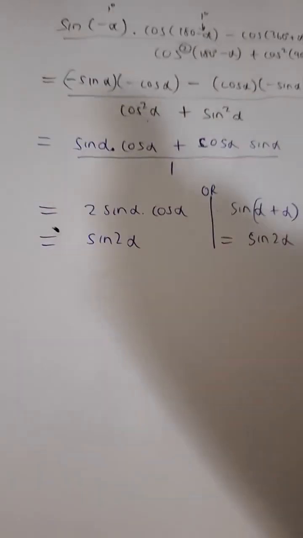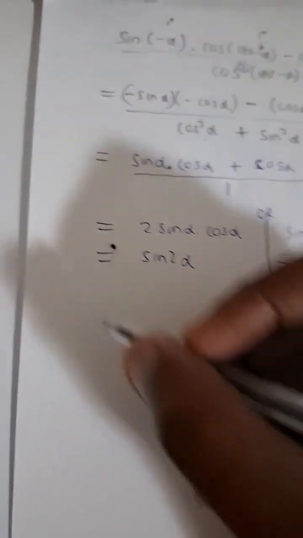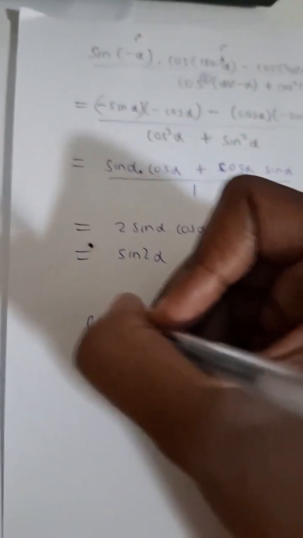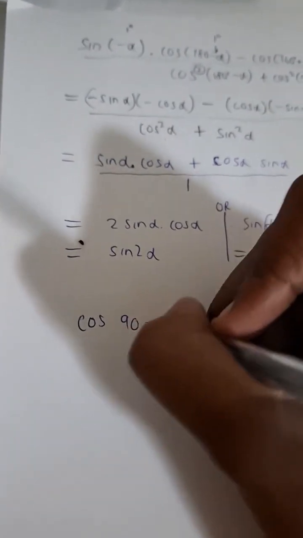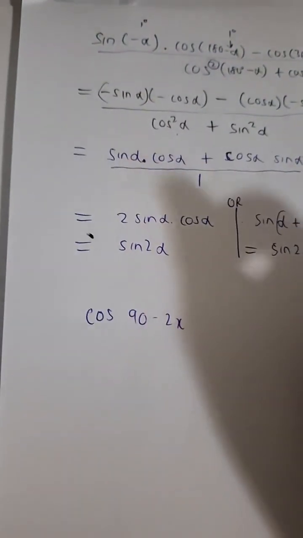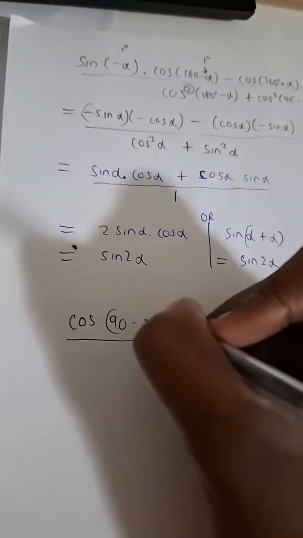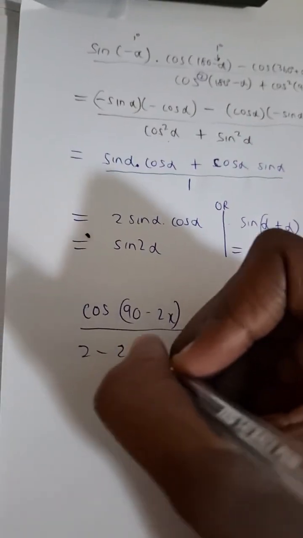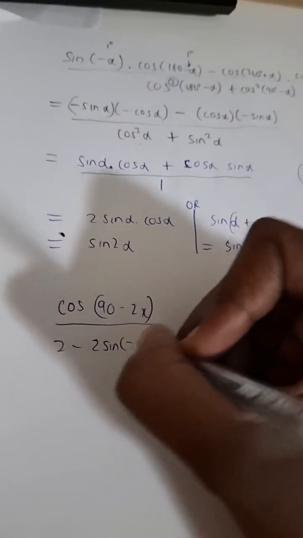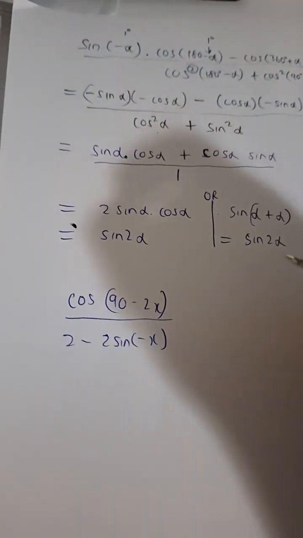I'm just going to do one last one, guys, before I leave. Cos of 90 minus 2x. 2 minus 2 sine of negative x.